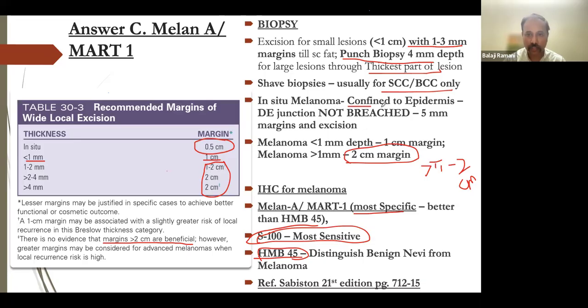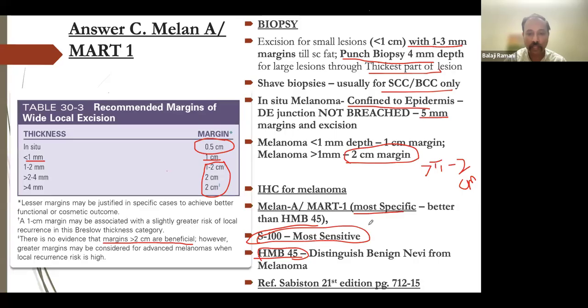In situ is what we consider to be confined to the dermoepidermal junction without breaching it. So the melanoma cells will involve the entire epidermis, but they will not breach the dermoepidermal junction. So here you can do a 5 millimeter margin of excision. So these are the margins for a melanoma, and this is the IHC.